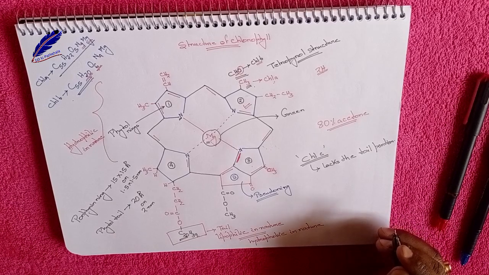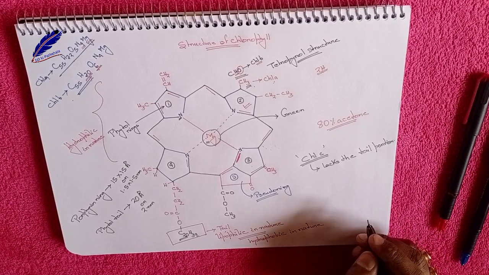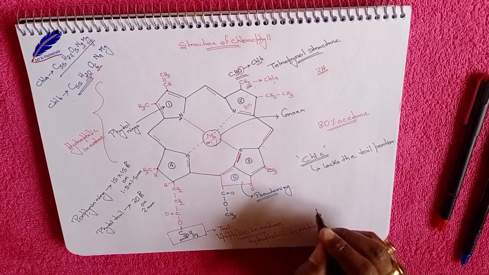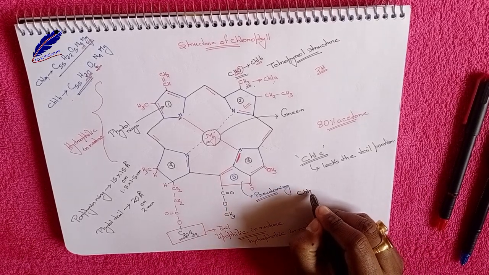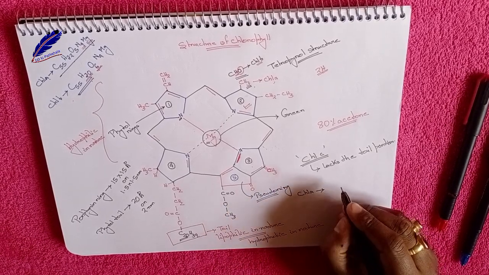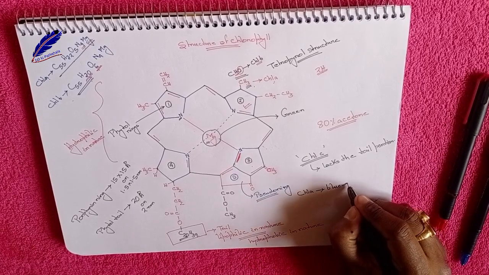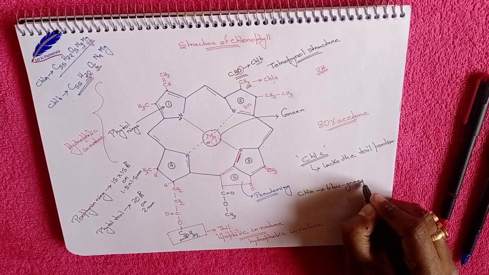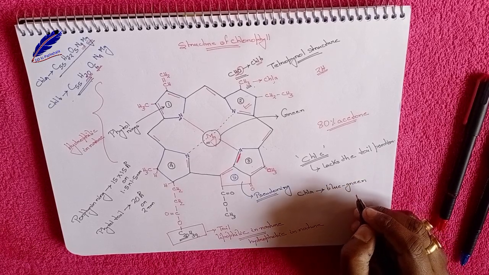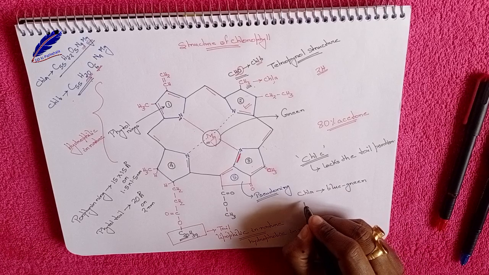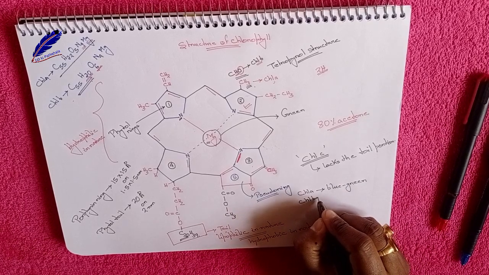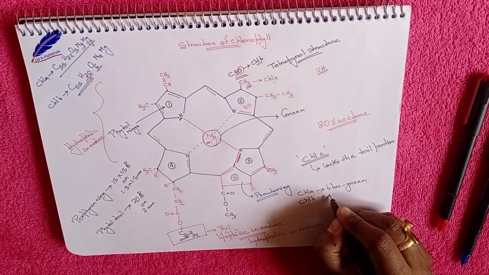Besides this, also remember the color of the pigments. The color of chlorophyll A is bluish green, while that for chlorophyll B is yellowish green.